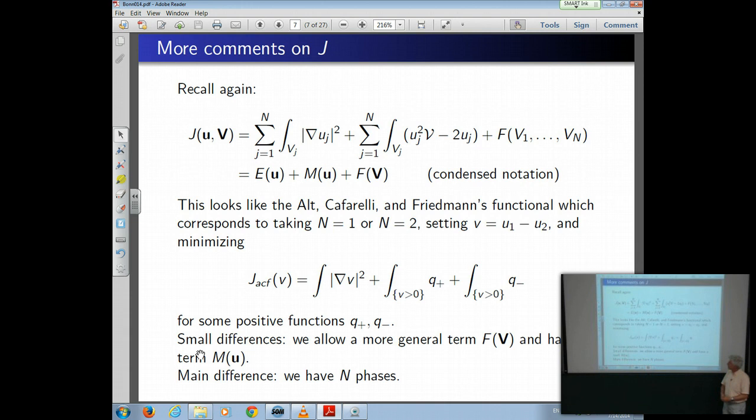So there are small differences between our functional and the standard one, and a big one. The small ones are that we have this slightly different term here, and we have an additional term m of u, but I claim it's not very important. It just makes our life more complicated because we never know whether we can quote results from papers or not. But essentially, we end up doing some proofs that look a lot like other proofs. And then the main difference is that we have a certain number of phases, and that's what I'll try to explain a little bit more about.